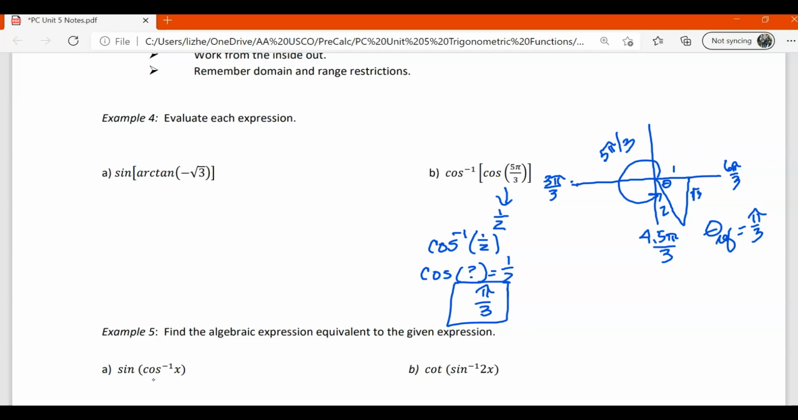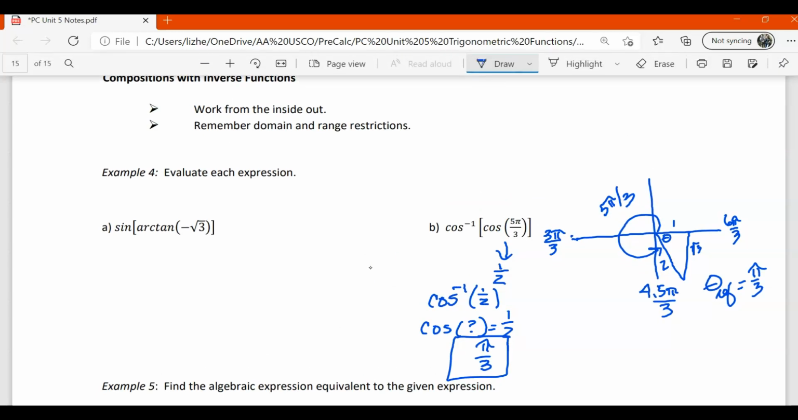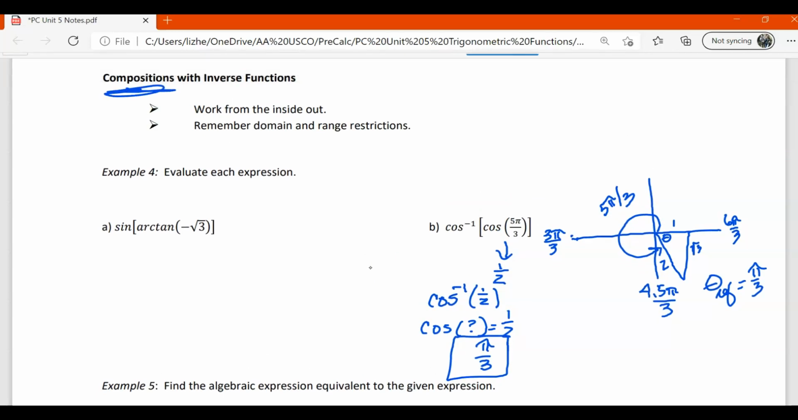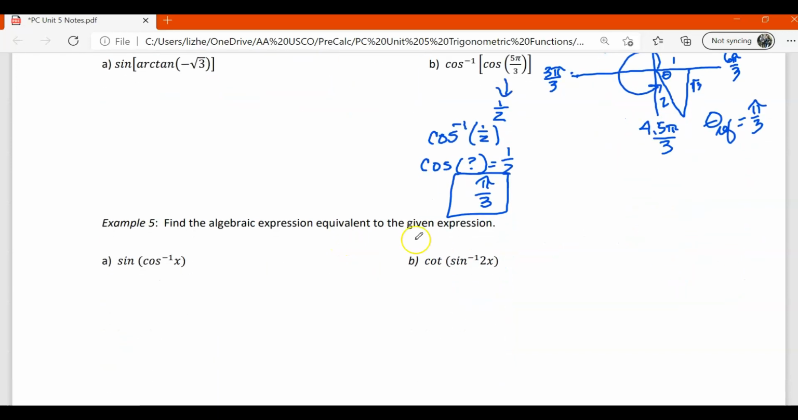So just remember, when you work on these equations, compositions are just when you do a couple different things rather than one step. And so you need to work from the inside out. Remember your domain and range restrictions. And here we go, one more.